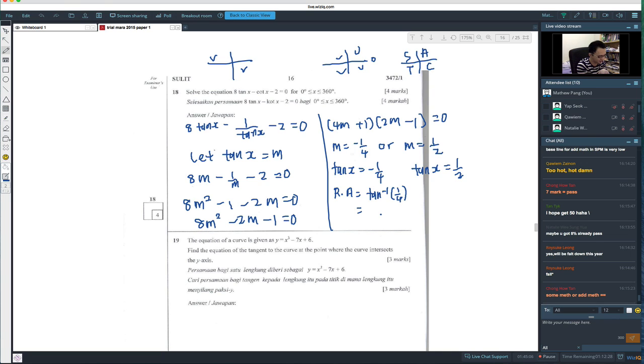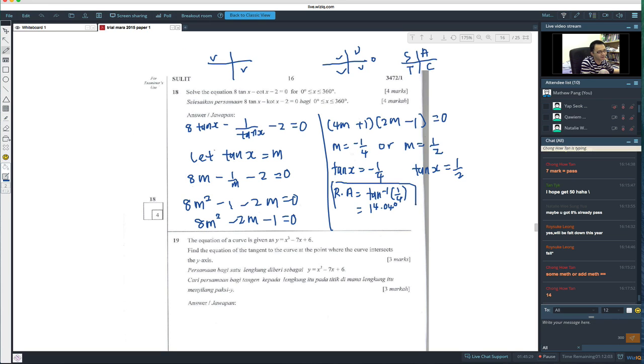So I do shift tangent 1 over 4. I basically need to change my calculator to degree. Shift tangent 1 over 4. It will be 14.04 degree. But the reference angle is not your answer at all. It's just for you to refer to find your negative quadrant angle.